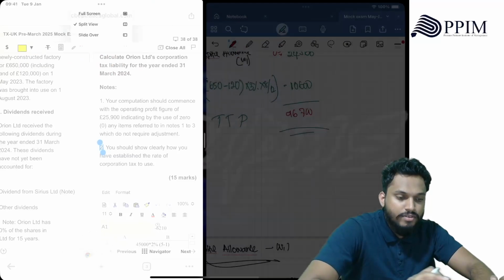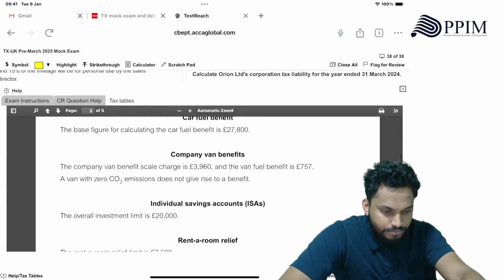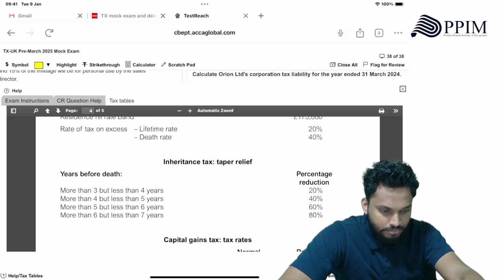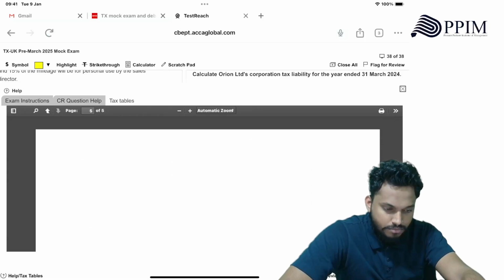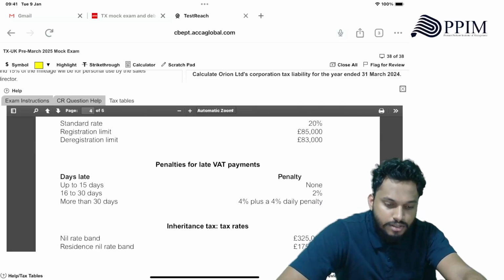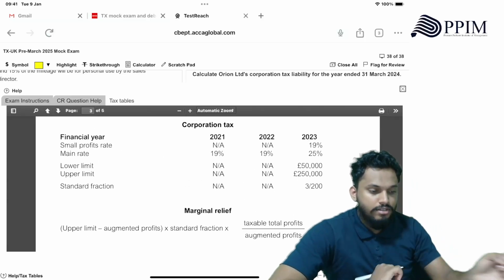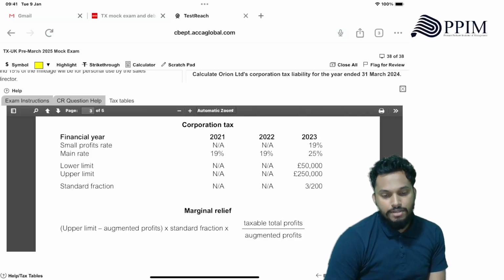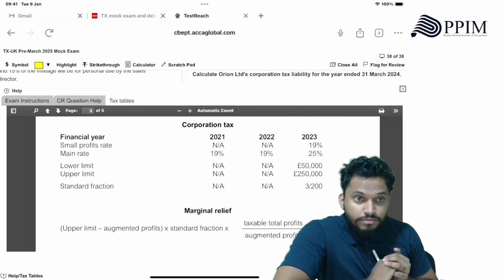No worries, the equation will be there in the tax table. So you go to the tax table. That table will give the penalties, but the administration part penalties they won't give. This is what you need to understand: corporation tax. The upper limit and lower limit they have given are 50 and 250, right? So in this case, how much will the upper limit and the lower limit be? They will be prorated by 2. Why does it need to be prorated by 2?